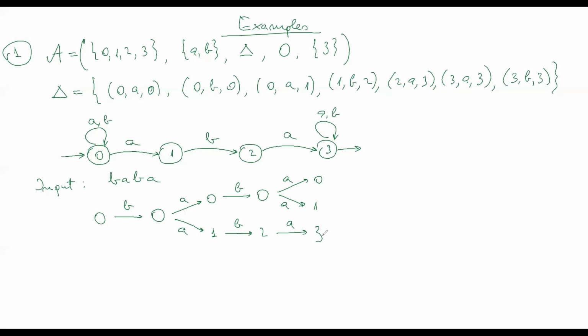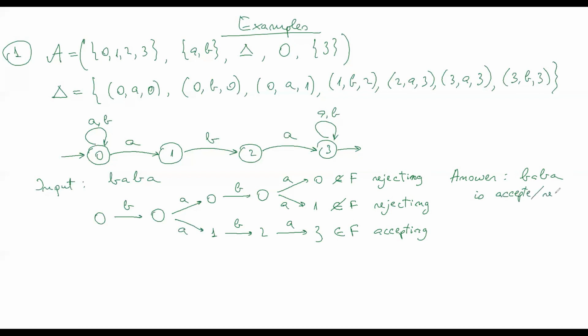And now at the end of the computation, we check 0 is not a final state, so this is a rejecting computation. And 1 is not a final state, so this is also a rejecting computation. But 3 is a final state, and this is an accepting computation. And really, the answer is BA is accepted or recognized. Or I could write BA is in the language of automaton A.